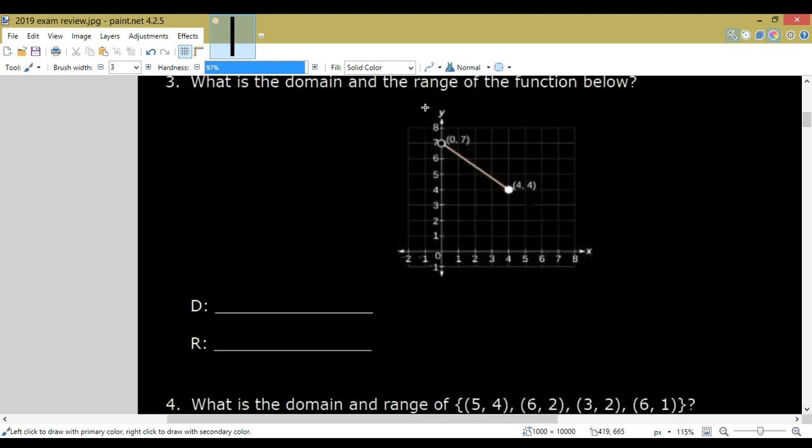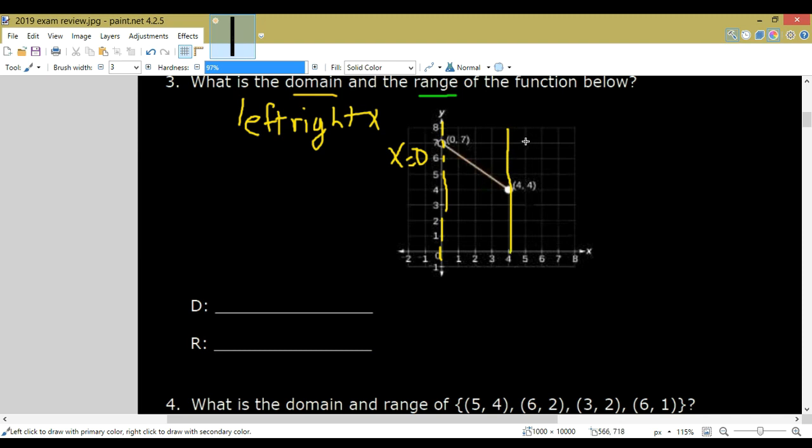Number 3, what is the domain and range of the function below? So to find domain, that's left, right, x. So we look at the left x. Let's make a vertical line. That vertical line is x equals 0. Let's look at the right x. Right here. Let's draw another vertical line. That is x equals 4.